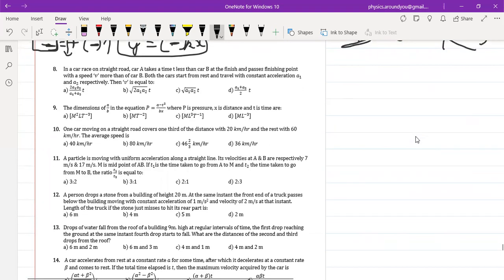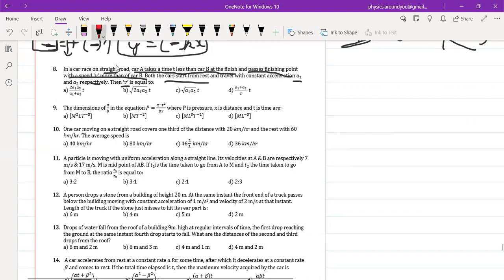Now, question number 8. In a car race on a straight road, car A takes a time t less than car B at the finish and passes its finishing point with a speed v more than that of car B. Both cars start from rest and travel with constant acceleration a1 and a2. Then what is v? You may think of substituting, but unfortunately, the variables are too many, and you may not really end up with the correct substitution to crack this.